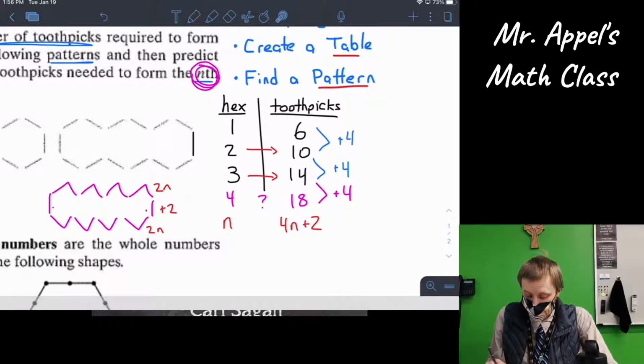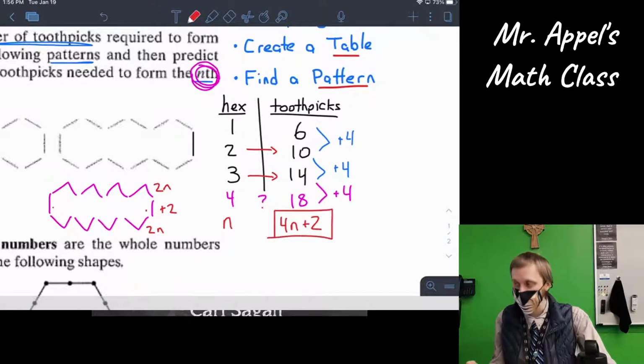All right? And again, you could look at, how do I go from 4 times as many, from 2 to 10? Well, 2 times 4 is 8, add 2 more. 3 times 4 is 12, add 2 more to 14, right? So a couple different ways you could get to that.